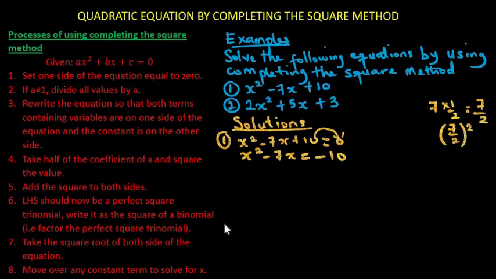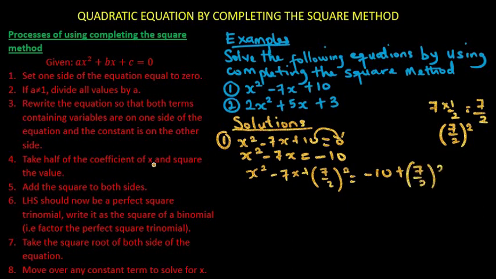Rule number 5. It says add the square to both sides. So we're adding 7 over 2 squared to both sides of the equation. x squared minus 7x plus 7 over 2 squared equals minus 10 plus 7 over 2 squared.